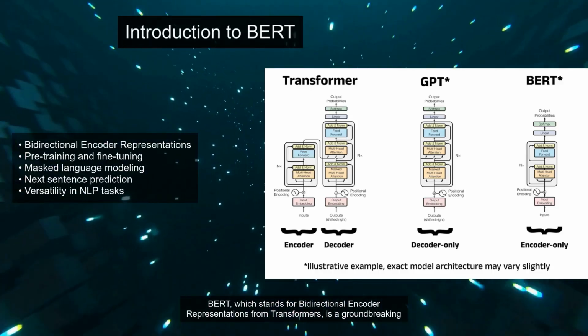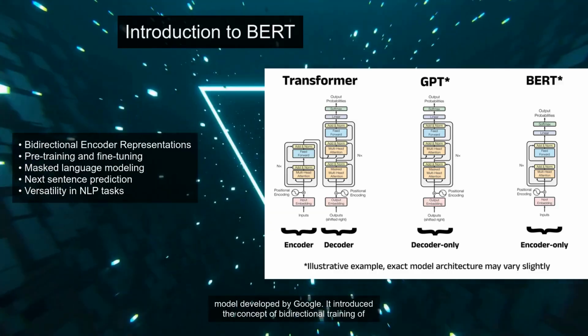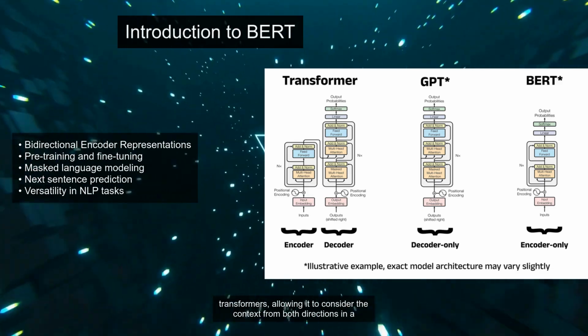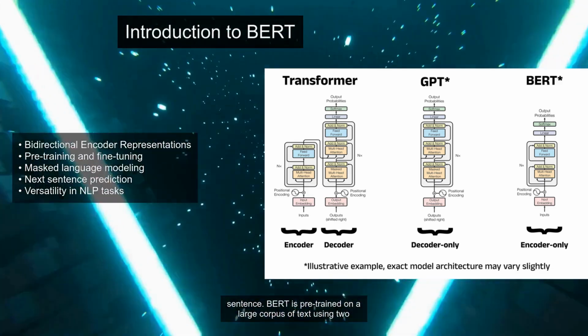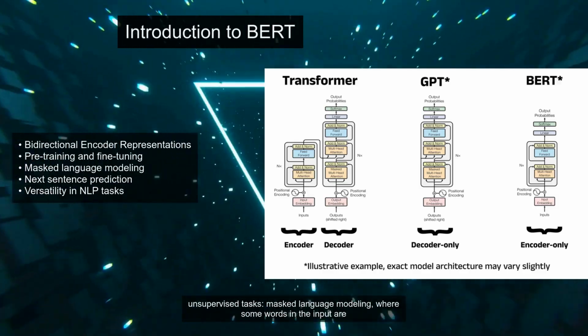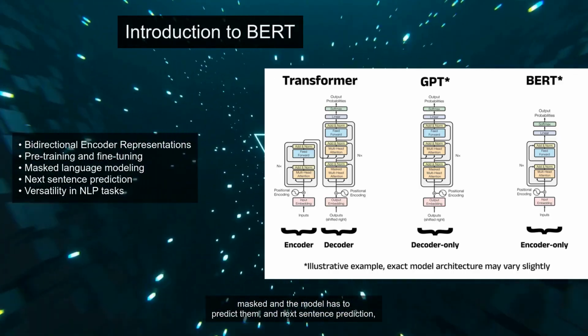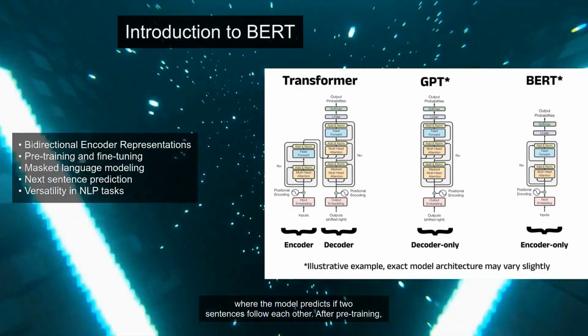BERT, which stands for bidirectional encoder representations from transformers, is a groundbreaking model developed by Google. It introduced the concept of bidirectional training of transformers, allowing it to consider the context from both directions in a sentence. BERT is pre-trained on a large corpus of text using two unsupervised tasks: masked language modeling, where some words in the input are masked and the model has to predict them, and next sentence prediction, where the model predicts if two sentences follow each other.